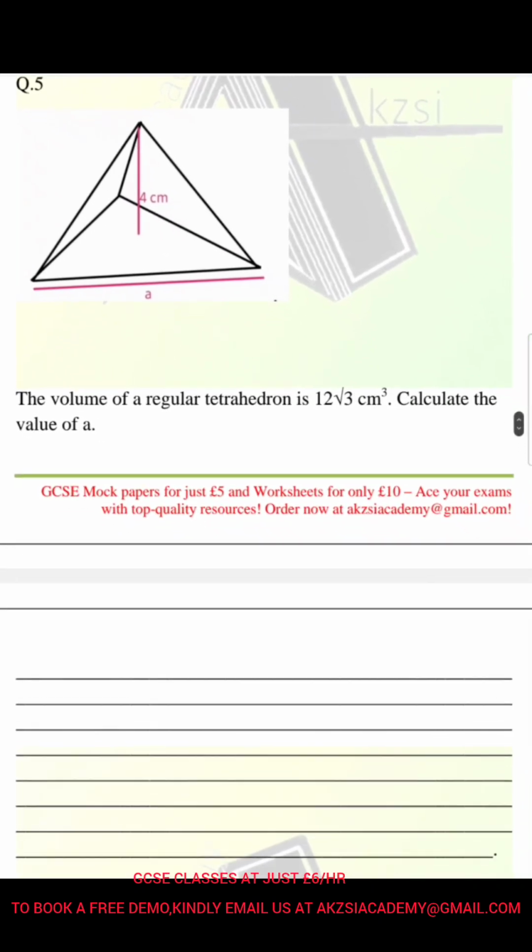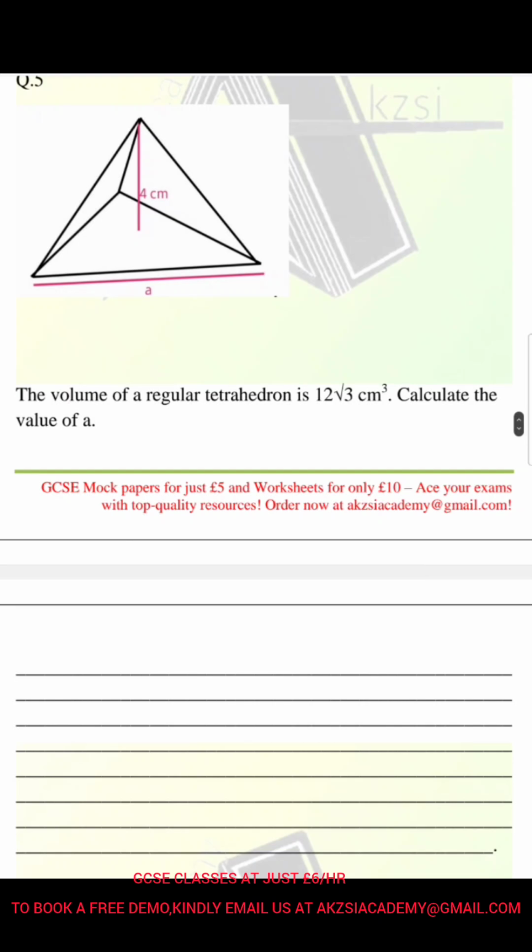So the volume of the regular tetrahedron is given as 12 root 3 centimeter cubed. Calculate the value of A. There is a direct formula to calculate the area of the equilateral triangle. If you don't know, we can go by the method that I'll explain. This is the formula, which is root 3 over 4 A squared, and A represents the side of this tetrahedron.